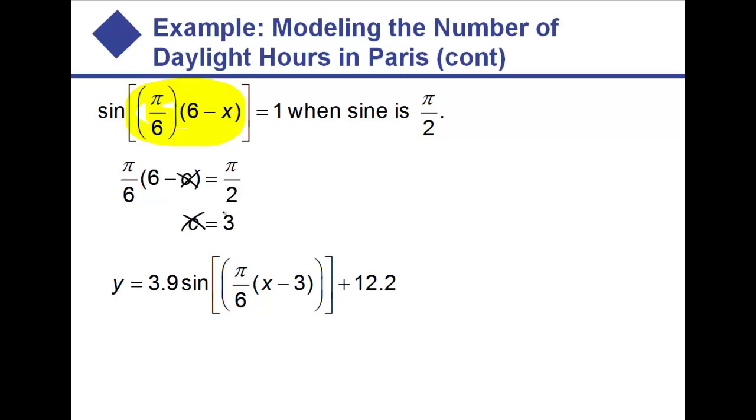Do the math very simply. Multiply both sides by 6. Divide both sides by pi. That's where you get 3. Then 6 minus something equals 3, and you go, it's 3. So now we have our phase shift, and we finally have the entire equation that is supposed to model daylight hours in Paris.